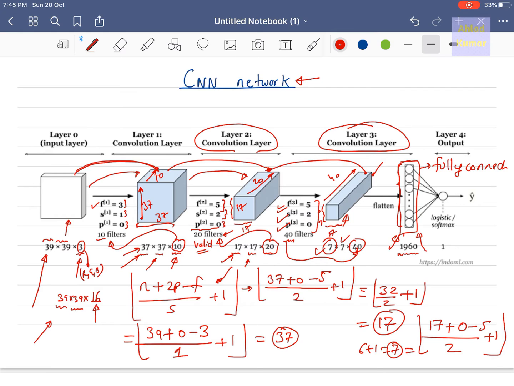So the dimension of this fully connected layer is 1960 cross 1. As you can see, 1960 is coming because you are multiplying 7 cross 7 cross 40. So this results in a 1960 dimension vector. So this is the number of rows and this is the column. So one column with 1960 hidden units, and this is all connected to a logistic unit or a softmax unit, depending upon your application, which generates the output y hat.